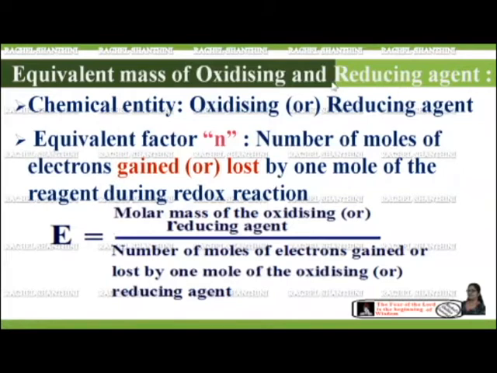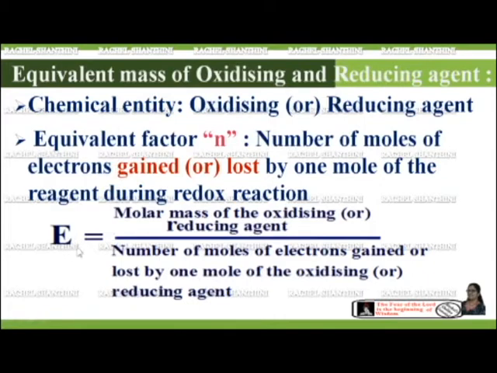Equivalent mass of oxidizing and reducing agent. The chemical entity that we have taken here is an oxidizing or reducing agent. We know that the redox reaction involves the transfer of electrons. So first let us calculate the n factor, that is the equivalent factor. It is nothing but the number of moles of electrons gained or lost by 1 mole of the reagent during the redox reaction.